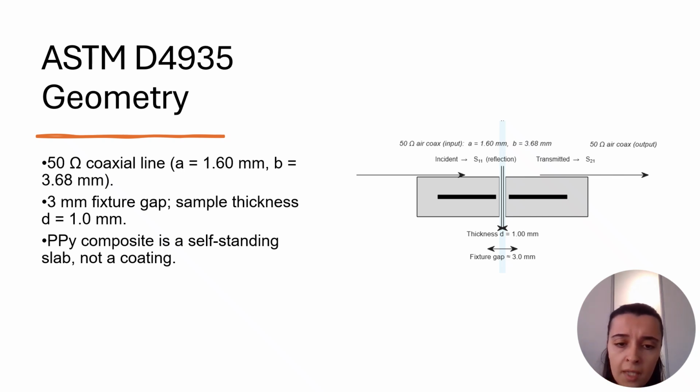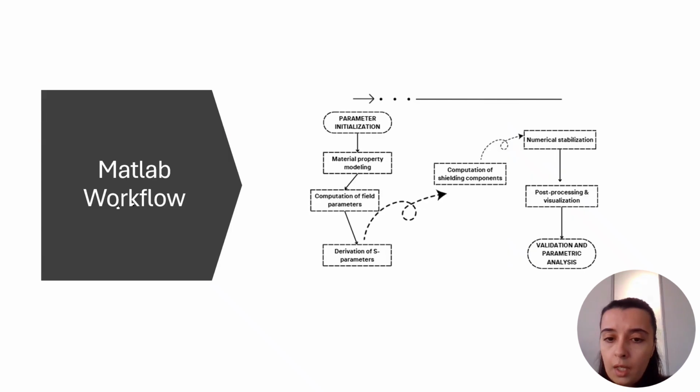A 50 ohm coaxial line has been used with a 3 millimeter fixed gap. These are fixed from the geometry that ASTM uses. And in this configuration, we have placed the sample between port 1 and port 2, as we saw previously. The method ensures consistent sample placement, defined geometry and standardized measurements, so we don't have problems with this part.